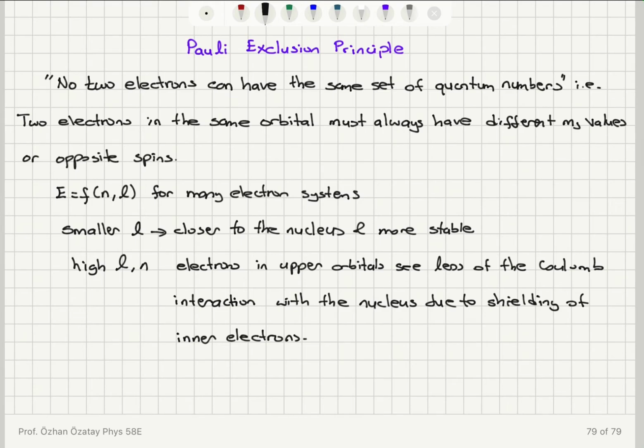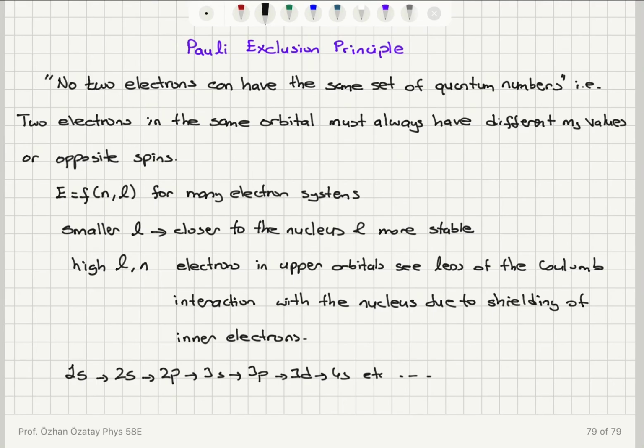The net charge that they see is basically a combination of the inner electrons and the nucleus, so there will be a reduced Coulomb interaction effect on these, and therefore the orbitals become less and less stable as we go into higher orbitals. So that is from 1s to 2s, 2p, 3s, 3p, 3d, 4s, etc.